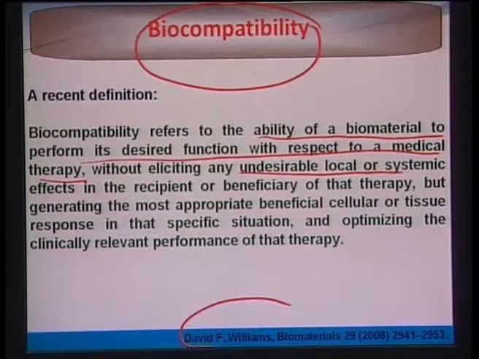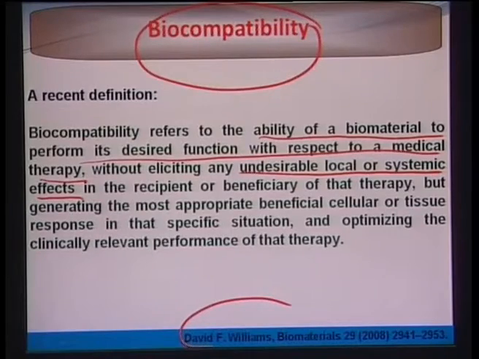Now, without eliciting any undesirable local or systemic effects. If you remember what I meant by systemic effect, systemic effects can be acute, subacute, chronic, or subchronic, depending on how this host response is observed within a certain time frame, right? Those details I have already discussed. In the recipient or beneficiary of the therapy, who is the recipient or beneficiary? That is the human being.